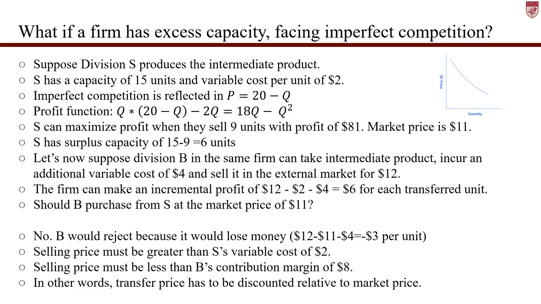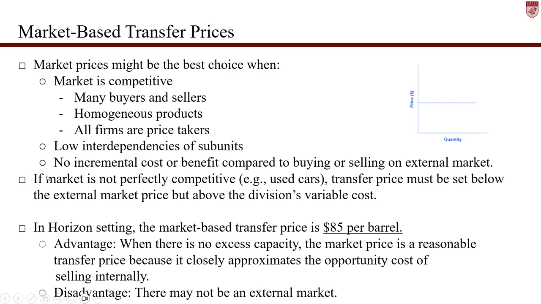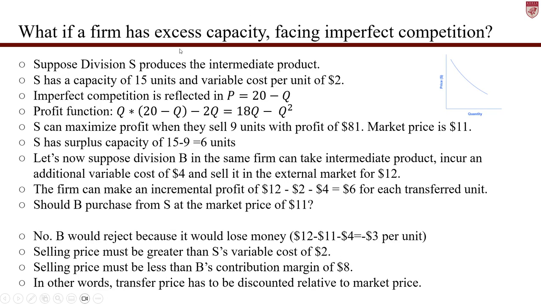Okay, so we're going to look at a case where the market is not perfectly competitive, and one of the divisions in a firm has excess capacity, meaning they have room to sell their products to a purchasing subunit. Let's say there are divisions S and B. Division S is the selling division, and division B is the buying division. Division S produces the intermediate products and has a producing capacity of 15 units of these intermediate products. The variable cost per unit of the intermediate product is $2.